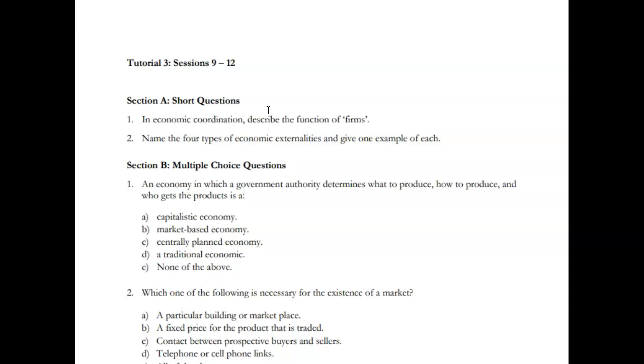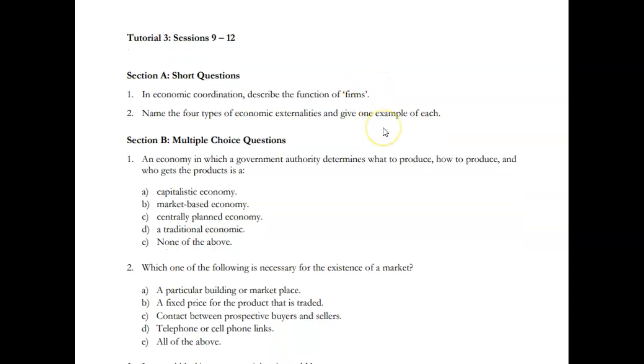So the first question, in economic coordination, describe what the function of firms is. Another name for firms is businesses. So what is the function of businesses in this whole economy that we have in this world? Well, they basically employ people. They hire their factors of production, right? They manufacture products, then they sell the products to households, then they make money, and this basically creates a whole circular flow. So that's what the function of firms is.